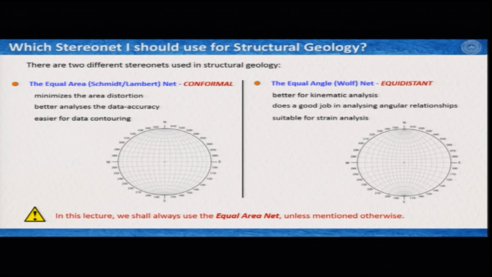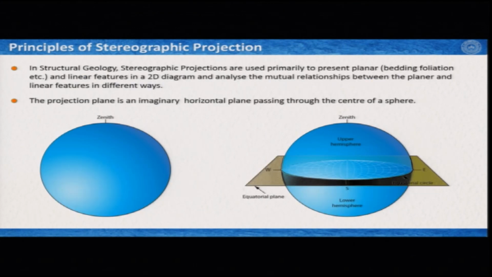The advantage of equal area projection is that it minimizes the area distortion, as its name defines. So, it better analyzes the data accuracy and it is also easier for data contouring. On the other hand, the equal angle Wulff net does an excellent kinematic analysis, it does a good job in analyzing the angular relationships, and therefore, it is suitable for strain analysis. In this lecture and in most structural geology operations, at least at basic levels, people use mostly the equal area net. So, in this lecture we will also use the equal area net unless we state otherwise in some places. Okay, let us go to the concept of the stereographic projection.